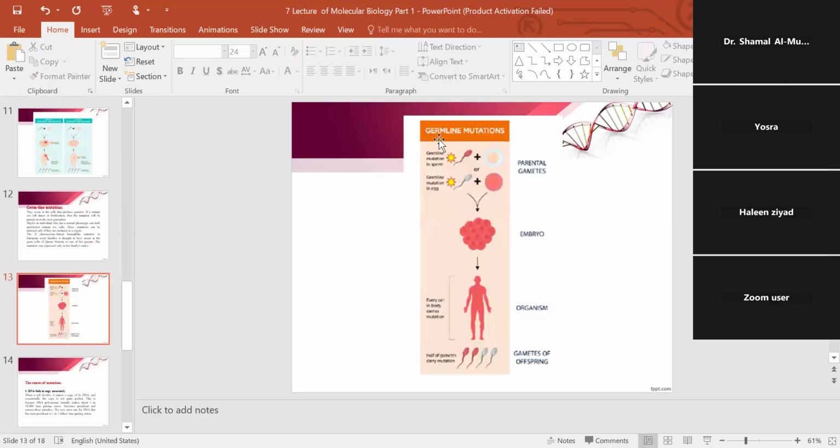In general, maybe the mutation happens in the sperm, or maybe in the egg. So this is the zygote, and this is passed to the offspring or the new generation. Some of them have this mutation, and the others hold the mutation, but it's not detected.